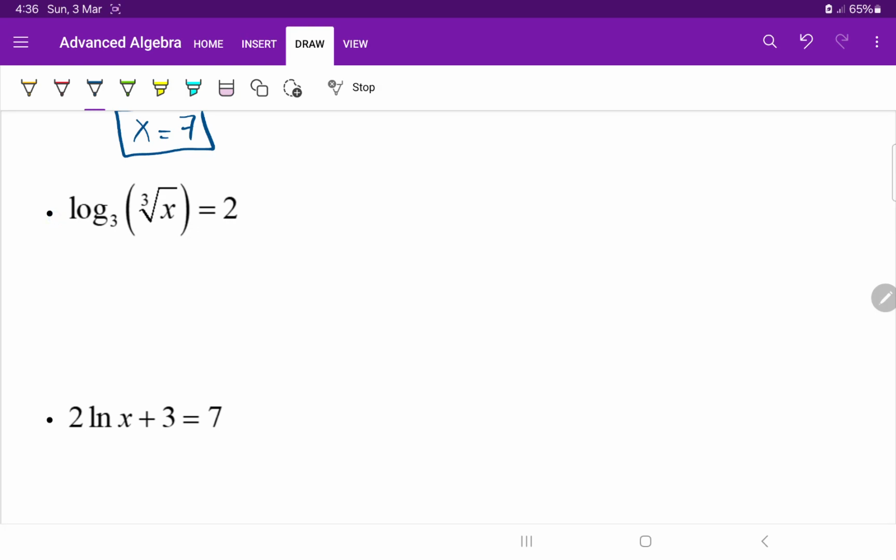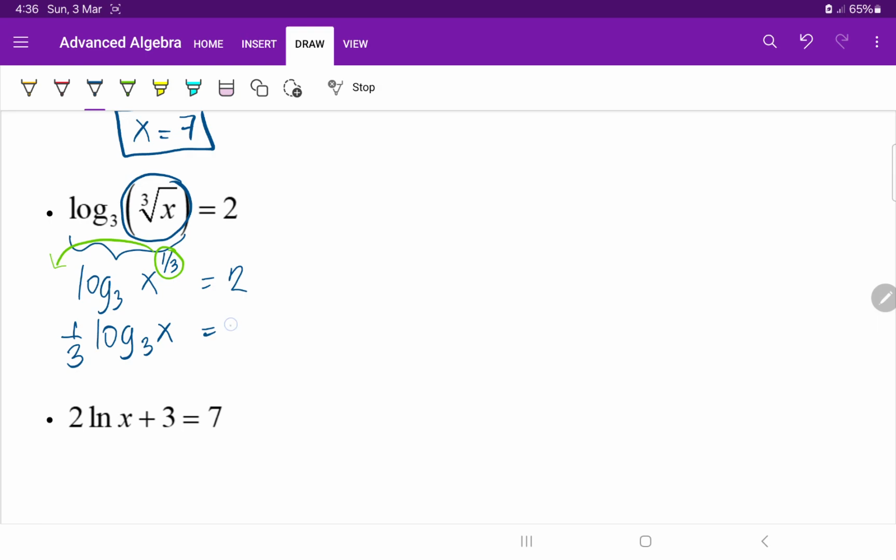Next item. Log base 3 of the cube root of x is equal to 2. Let's find the value of x. We can express first the argument. If you have a cube root, I can always express that as a fractional exponent. So this becomes log base 3 of x raised to 1/3 is equal to 2. We can bring out 1/3 here by power rule. So this is 1/3 log base 3 of x is equal to 2.